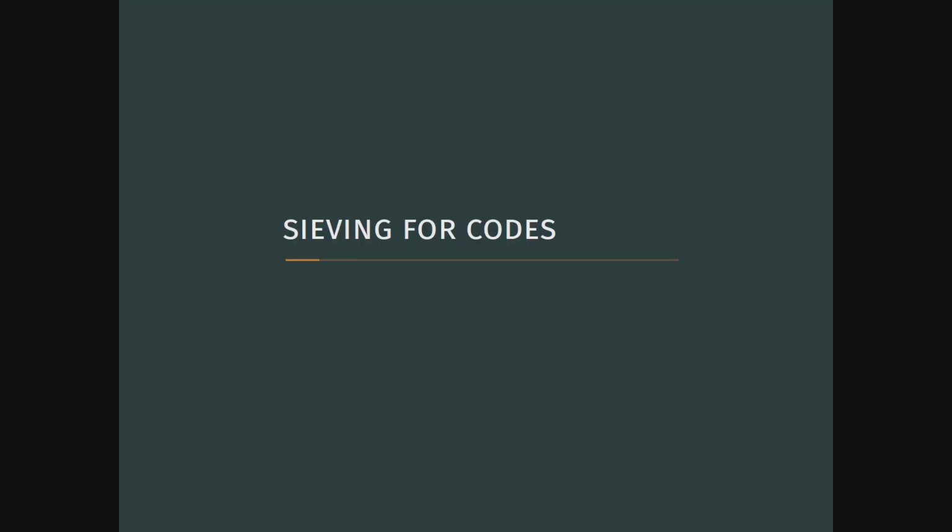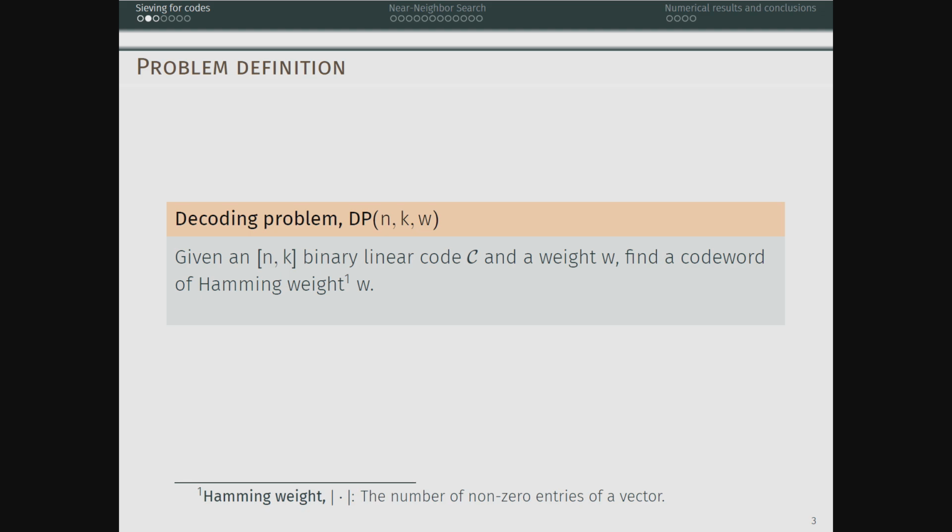So I would now like to start with sieving for codes. Before introducing the technique, I would like to recall the decoding problem that you are probably all familiar with, given that you are in this room. It is defined as follows. Given some [n,k] binary linear code C, where n is the code length and k is the code dimension, as well as the weight w, which is some integer value, you're asked to find a codeword of weight w. In the code-based case, we are asked to find a codeword of Hamming weight w, while in the lattice-based case, its equivalent would be in the Euclidean space.